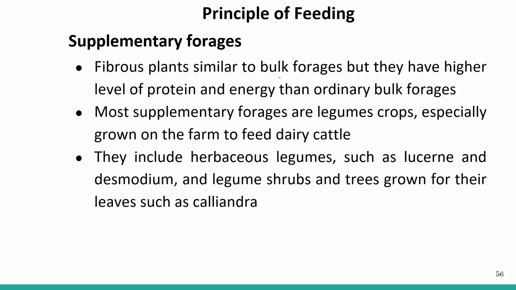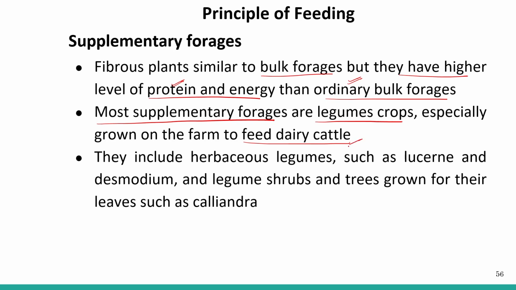Fibrous plants, similar to the bulk forage, but they have a higher level of protein and energy than ordinary bulk forage. So if we compare to the ordinary bulk forage, this supplementary forage contains lots of protein and energy providing nutrients. So the most supplementary forage are the legume crops, especially grown on the farm to feed dairy cattle. So in dairy cattle, we choose some legume crops so that they can be fed to the cattle. Okay, so they are very important supplementary forage.